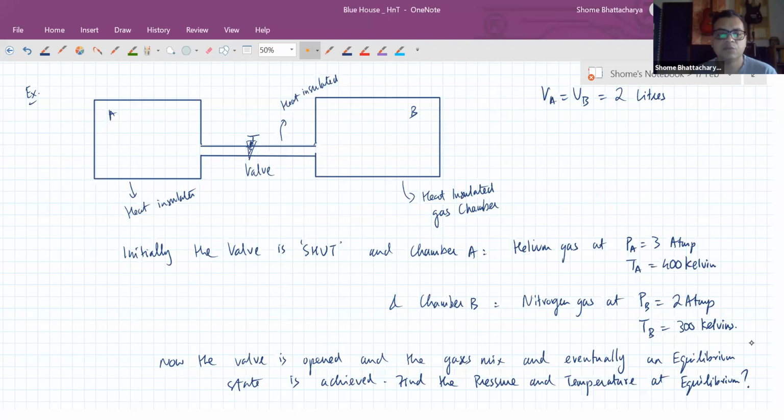So obviously when the valve is open, the mixture of gases that will exist in container A and B will exist at one uniform pressure and one uniform temperature throughout the whole system of chambers. A plus B becomes like a combined chamber. So the mixture of helium and nitrogen gas will be at one uniform pressure and temperature in the equilibrium state. And that uniform pressure and temperature will be such that the total kinetic energy of gas molecules remains conserved, or the total internal energy of gas molecules remains conserved. So just try to apply these principles and work out this question.